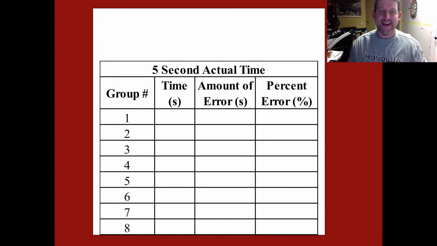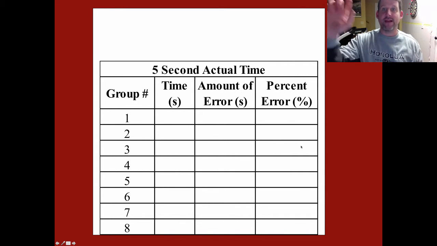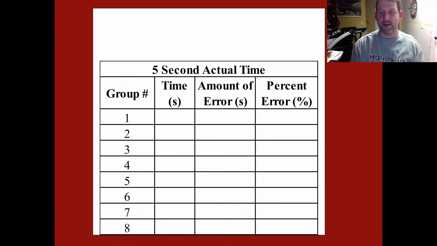All right. So do that same thing you did before, except this is a 5-second actual time. So record that at the top of that second table on your second page. And then figure out your average time. Record that for your group. Calculate your amount of error and your percent of error for your group. And then head up to the board. You can erase the numbers of the first one and just put these in there. You don't need to keep all three on the board. All right, do that now. As soon as you're done and ready to roll on, hit pause and get us going again. All right, I'll wait.